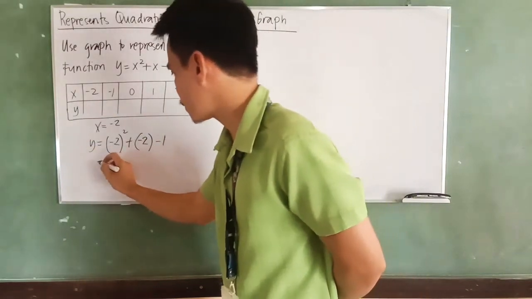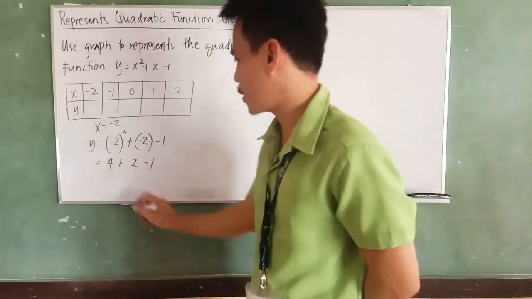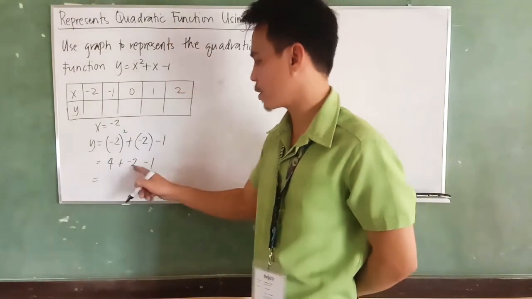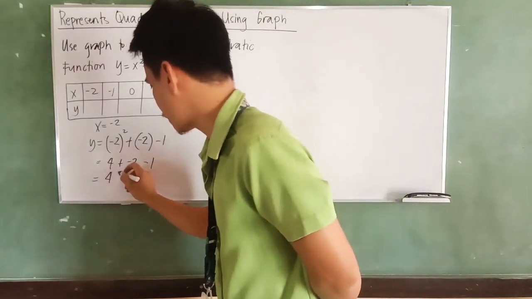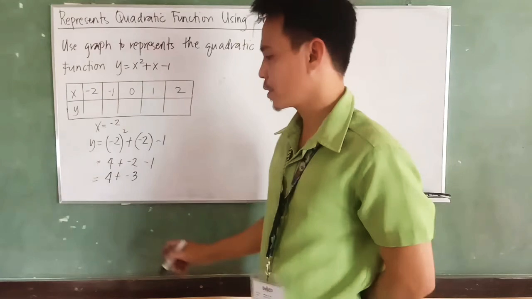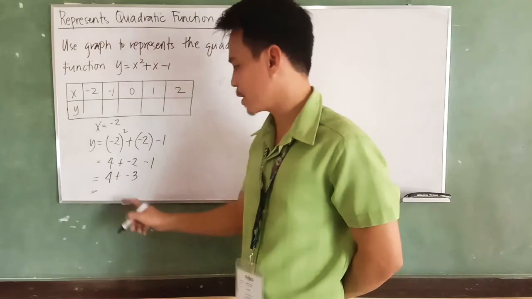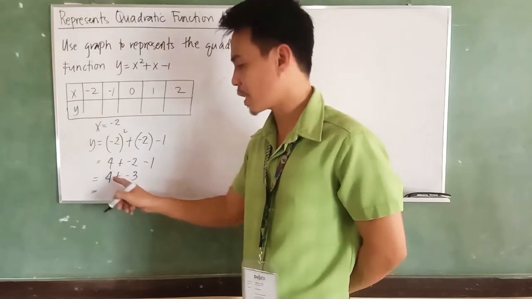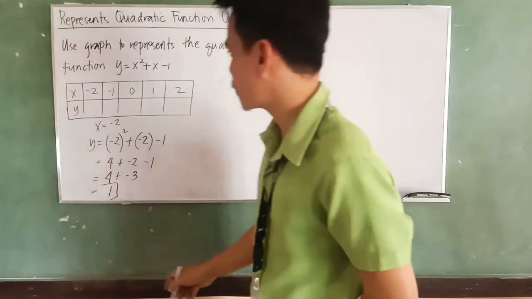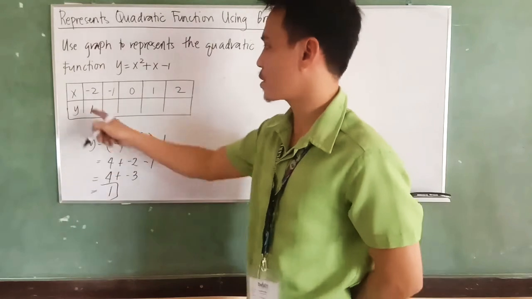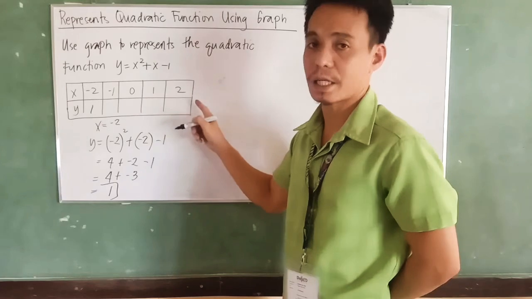So therefore, this is negative 2 squared is positive 4 plus negative 2 minus 1. So therefore, mangyayari dyan guys, combine natin yung parehong sign, negative 2 plus negative 1. So therefore, this is 4 plus negative 3. Okay, so combine natin yung negative 2 and negative 1. So negative 3. So since we're adding unlike signs, subtract natin. So therefore, 4 minus 3 is 1. Okay, so therefore, our y value when our x is negative 2 is positive 1. So gagawin natin dyan, solve natin yan hanggang dulo.